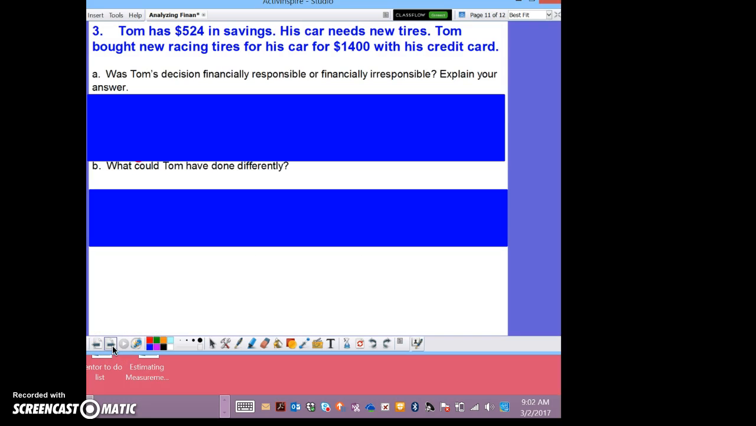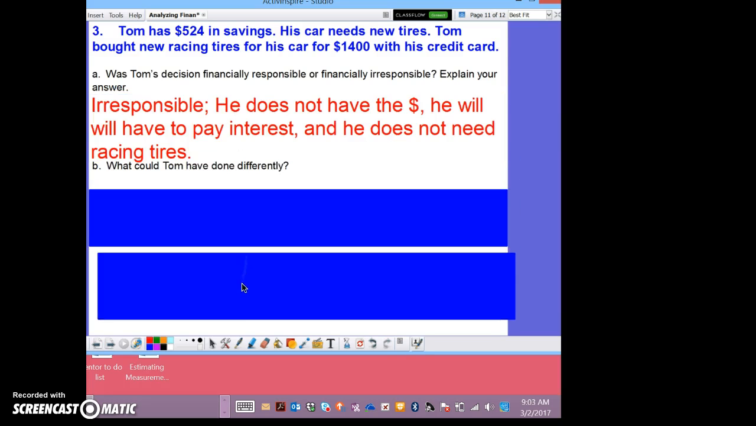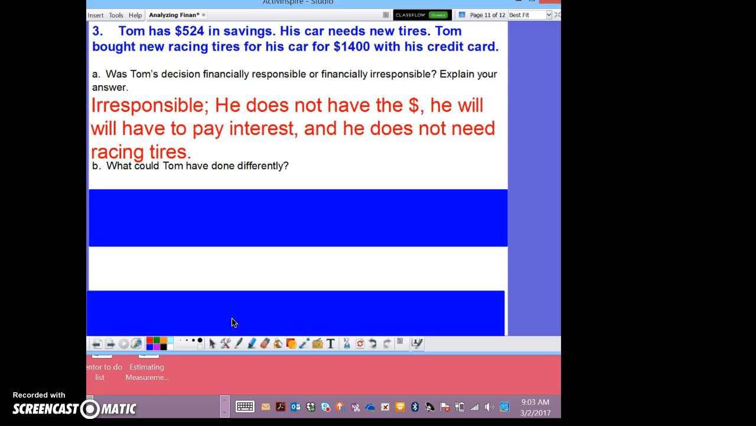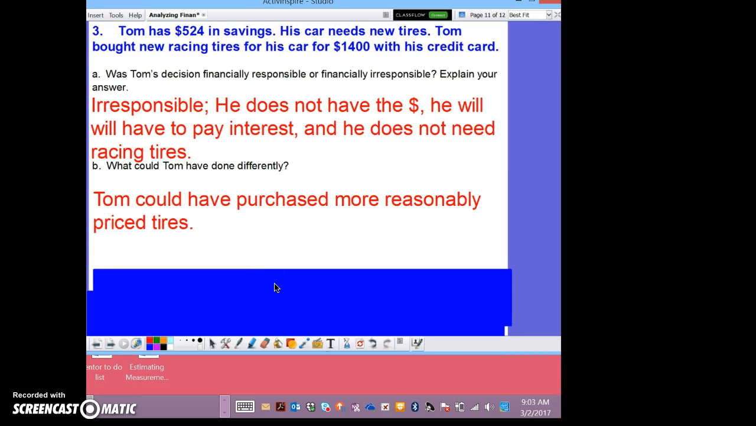All right, then we have Tom. He has $524 in savings. He needs new tires for his car, so it's a need. So he bought new racing tires for $1,400 with his credit card. Well, Tom was irresponsible because he didn't have enough money, so he used his credit card, so now he's going to owe interest. Also, he doesn't need racing tires. It said he needed tires, but not that he needed these very expensive racing tires. So what could Tom have done differently? Well, he could have picked more reasonably priced tires. Even though he needed tires, it was a necessity, he didn't have to go for the top of the line racing tires.